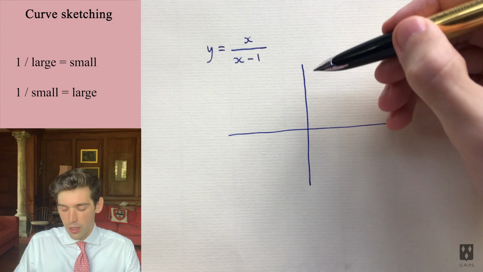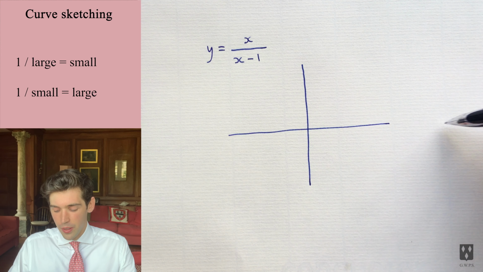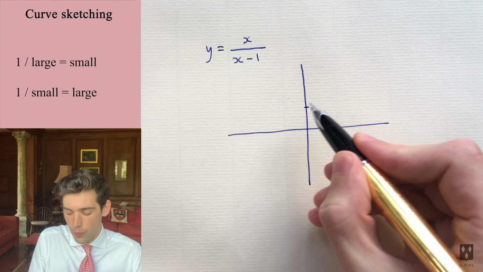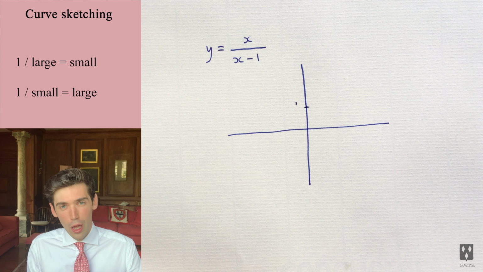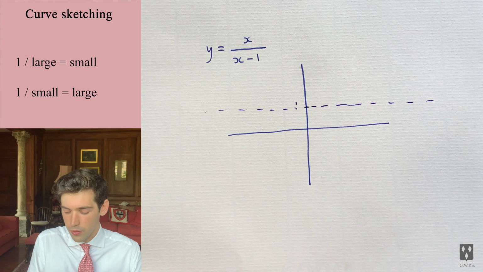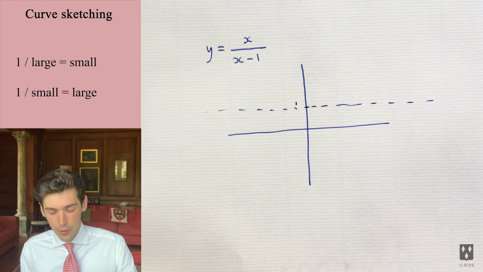So instead of the curve ending up down here at the axis, it's going to end up at 1, which turns out to be a horizontal asymptote. So we mark that on with a dotted line.